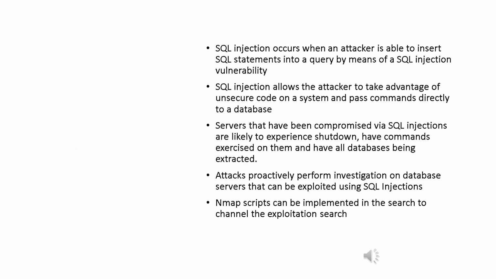SQL injection occurs when an attacker is able to insert SQL statements into a query by means of a SQL injection vulnerability. SQL injections allow the attacker to take advantage of unsecured code on a system and pass commands directly to a database. Servers that have been compromised via SQL injections are likely to experience shutdown, have commands exercised on them, and have all databases extracted. Attackers proactively perform investigation on database servers that can be exploited using SQL injections. Nmap scripts can be implemented in a search to channel the exploitation search.